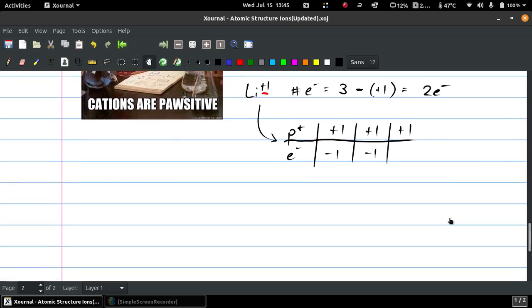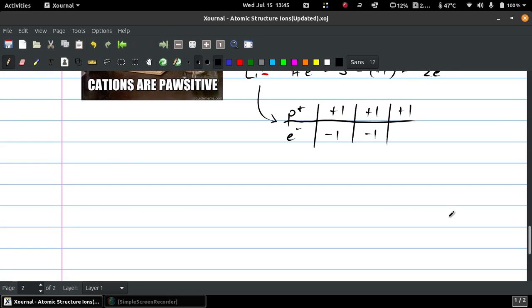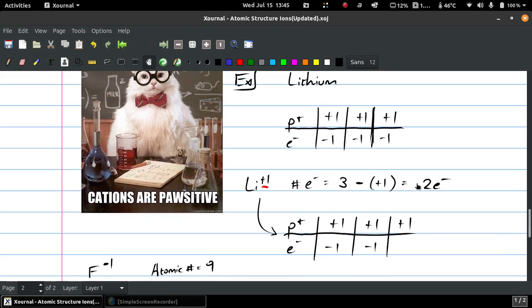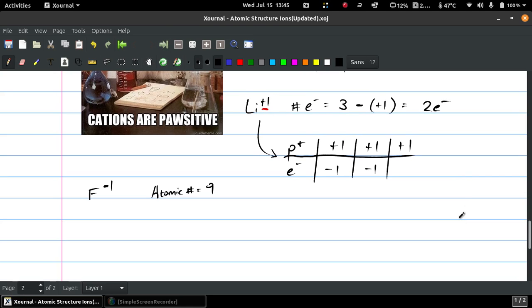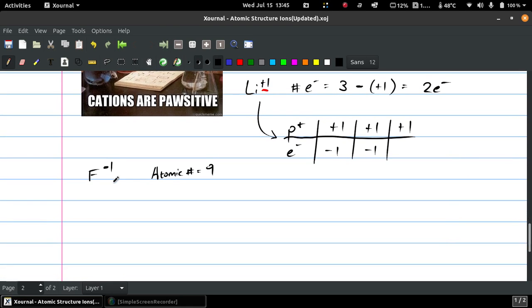And then another example would be fluorine. Fluorine's most common ion would be fluorine -1. The atomic number is 9. Let me write that up here for this one. Okay, so for this one, if we have -1, that means that our charge is -1.